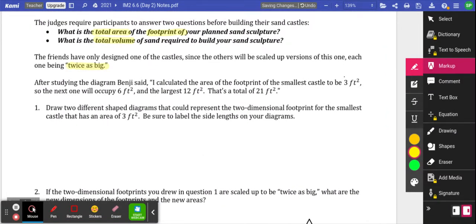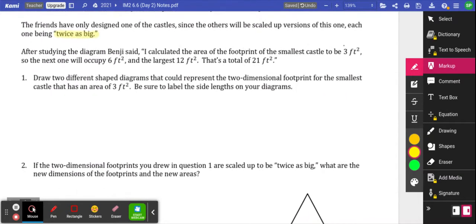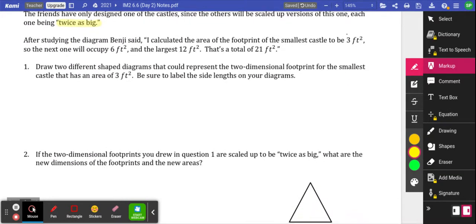That's important to remember. So after studying the diagram, Benji said, which is one of the friends, I calculated the area of the footprint of the smallest castle to be 3 feet squared. So then he says the next one will then occupy 6 feet squared, and then the largest will be 12 feet squared. The reason he's coming up with these is because 3 times 2, which would be twice as big, would be 6, and then 6 times 2, which would be twice as big again, would be then 12, which is then a total area that he would be using for the 3 sandcastles as 21 feet squared.